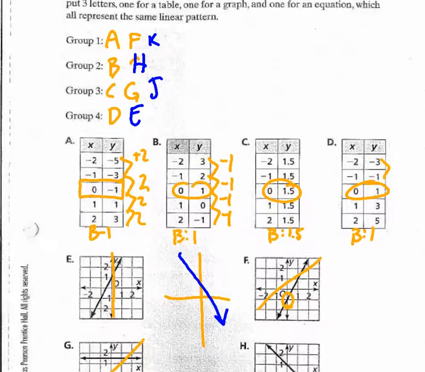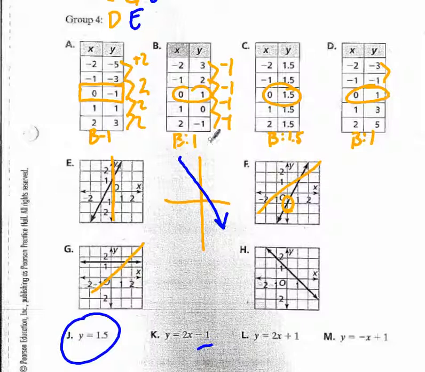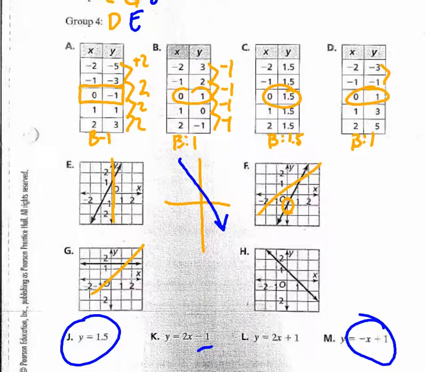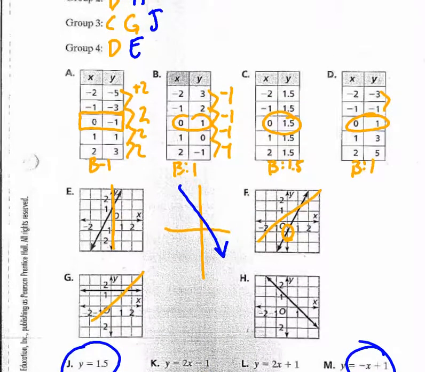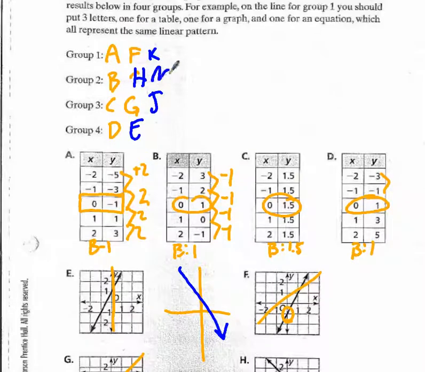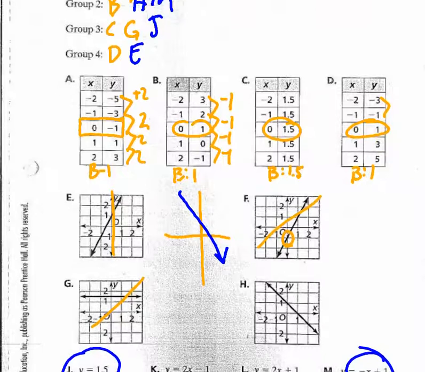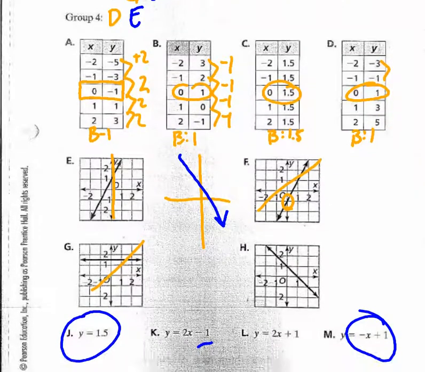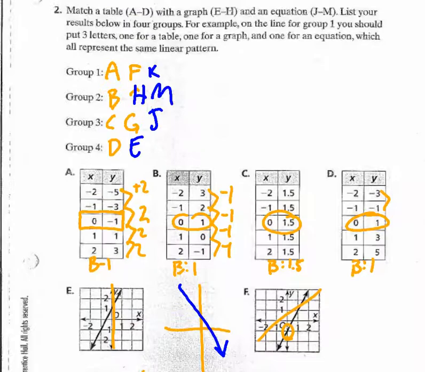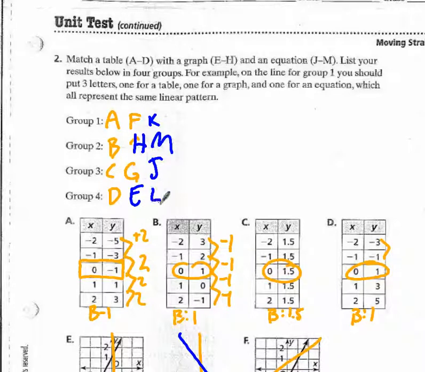Now, we said that table B has a downward facing slope. This is the only one with a downward facing slope. Therefore, M must go with B, which would mean in group D, the only remaining is L. And so now I've successfully matched.